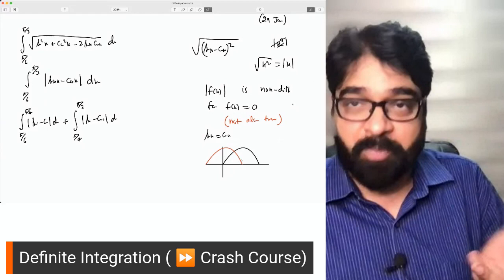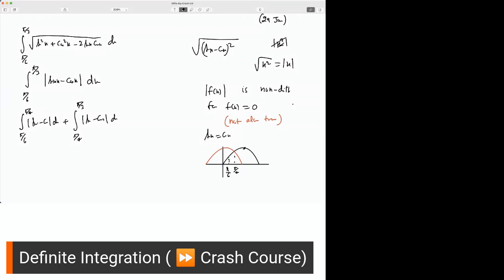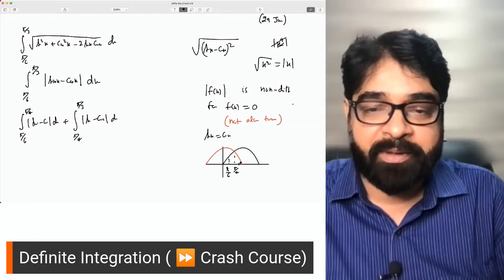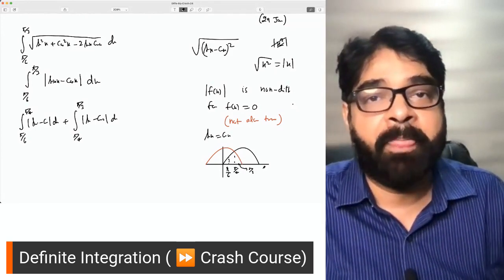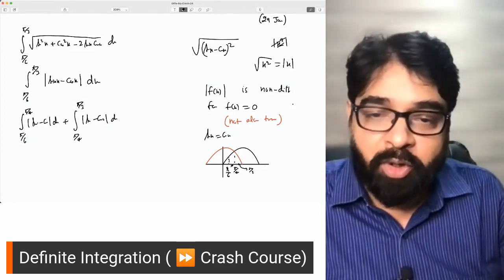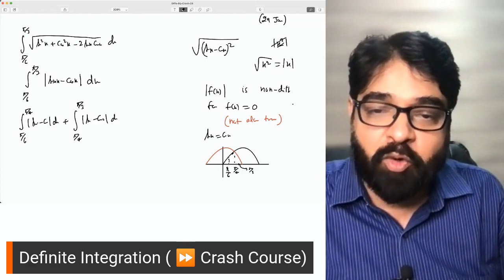And this point is nothing but pi by 4. Correct. So pi by 6 is where? Pi by 6 is here. This is your pi by 6. And where is your pi by 3? Pi by 3 will be somewhere here. This is your pi by 3. I'm sure everybody is able to understand. Yes or no?